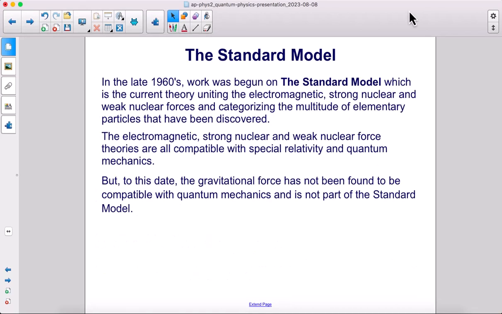In the late 1960s, work was begun on the Standard Model, which is the current theory uniting the electromagnetic, strong nuclear, and weak nuclear forces, and categorizing the multitude of elementary particles that have been discovered. The electromagnetic, strong nuclear, and weak nuclear force theories are all compatible with special relativity and quantum mechanics. But to this date, the gravitational force has not been found to be compatible with quantum mechanics and is not part of the Standard Model.